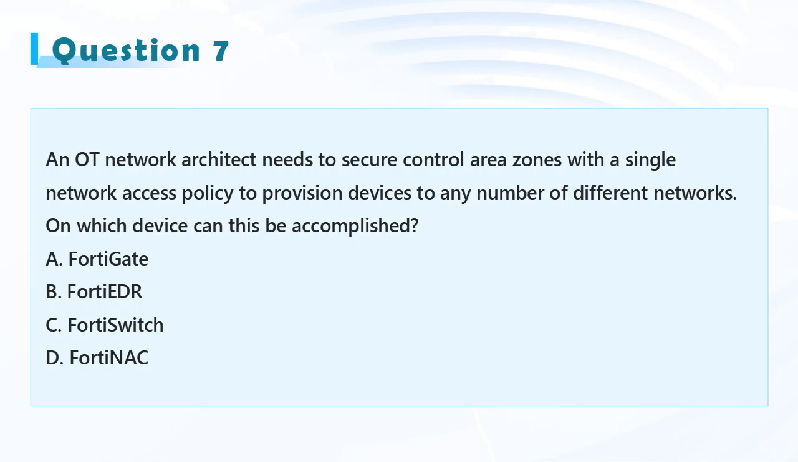Question 7. An OT network architect needs to secure control area zones with a single network access policy to provision devices to any number of different networks. On which device can this be accomplished? A. FortiGate. B. FortiEDR. C. FortiSwitch. D. FortiNAC.